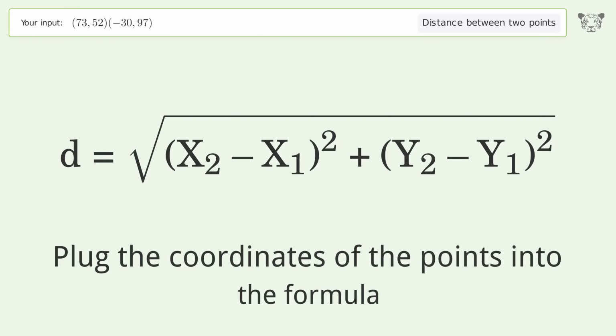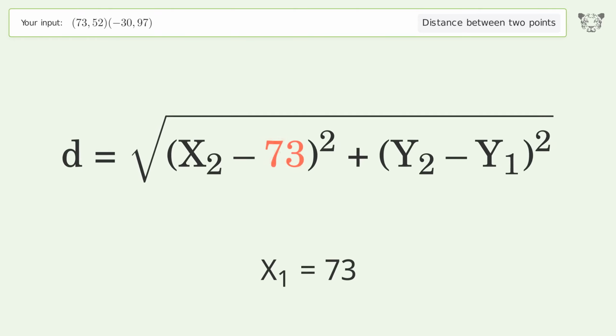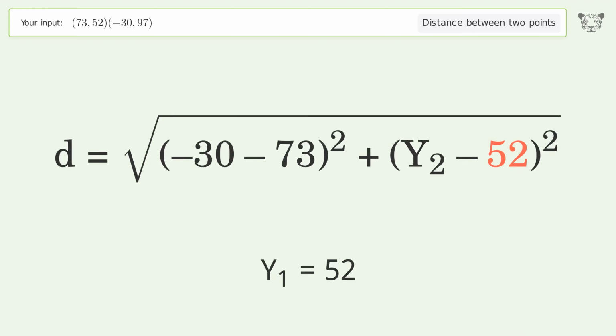Plug the coordinates of the points into the formula. x1 equals 73. x2 equals -30. y1 equals 52. y2 equals 97.